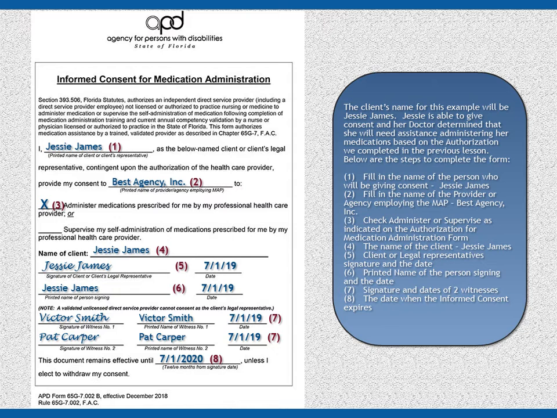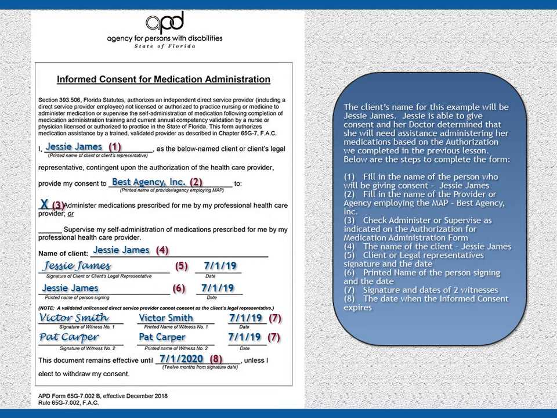The client's name for this example will be Jessie James. Jessie is able to give consent, and her doctor determined that she will need assistance administering her medications based on the authorization we completed in the previous lesson. Below are the steps to complete the form.